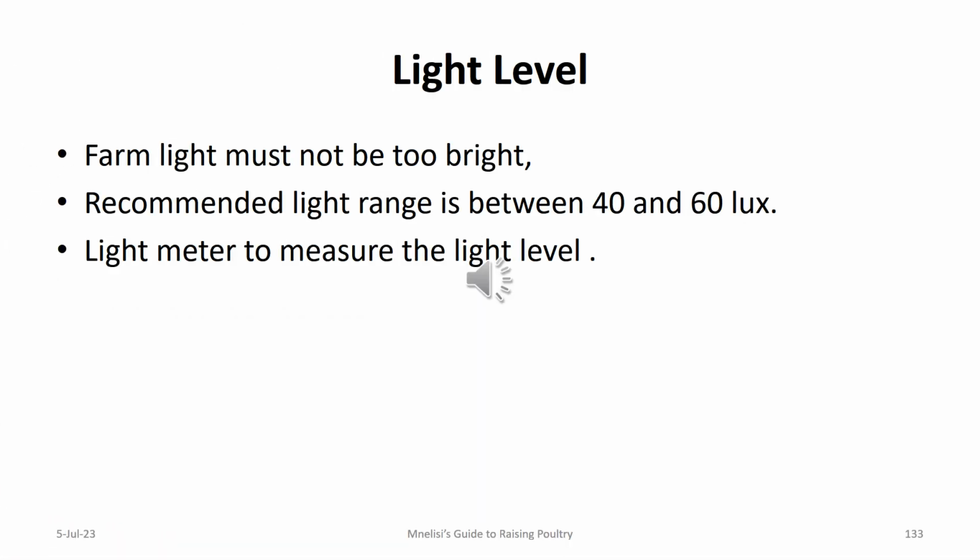The light level. Your farm lights must not be too bright. The recommended range must be between 40 and 60 lux. You can use a light meter to measure the light level of your farm.